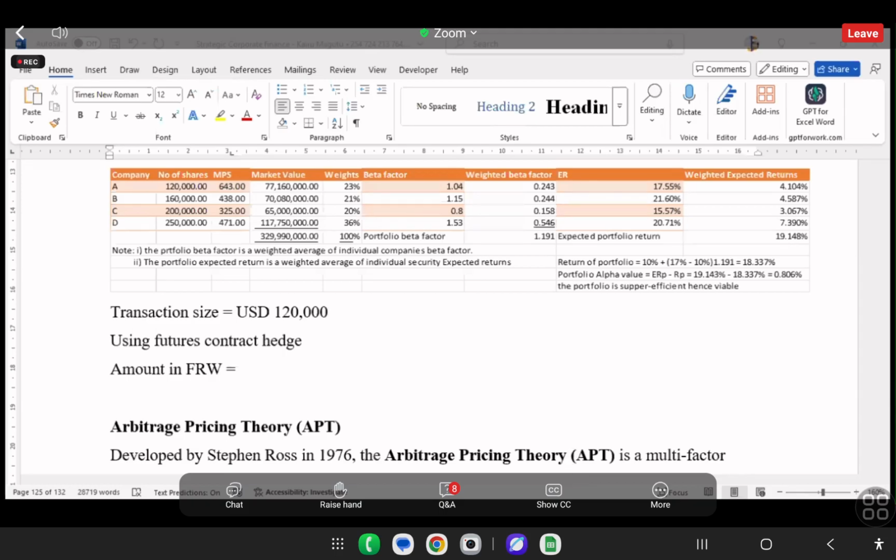How much is the Rwandan francs? Someone says 95,400. Someone says 93 million. 9,400, 93 million. How much is it?